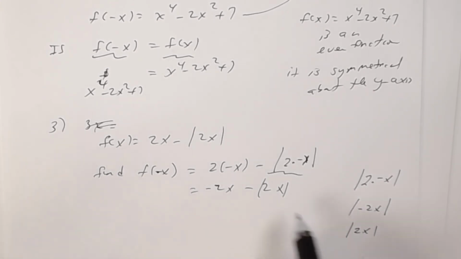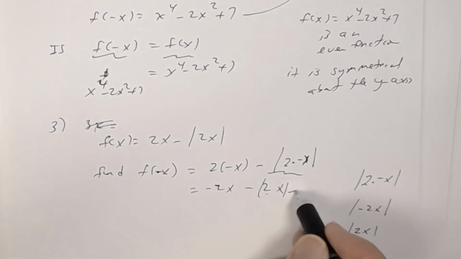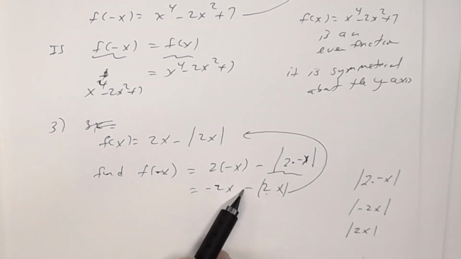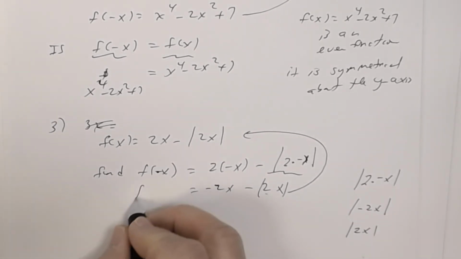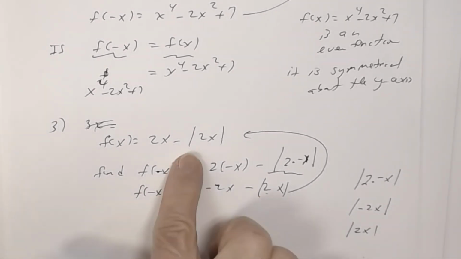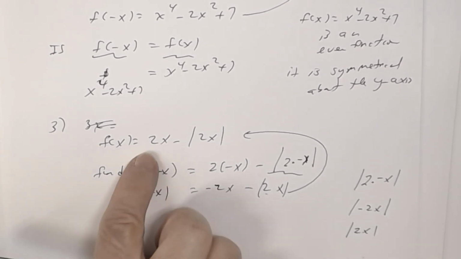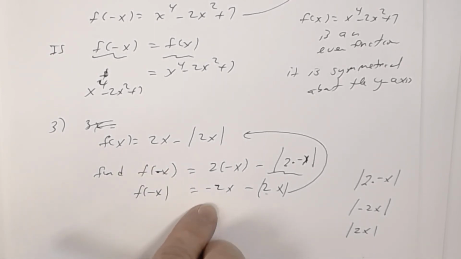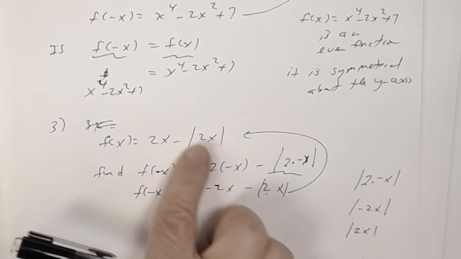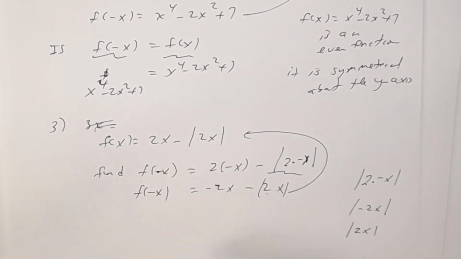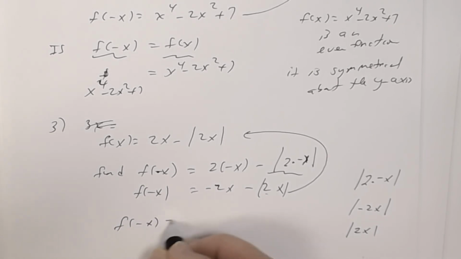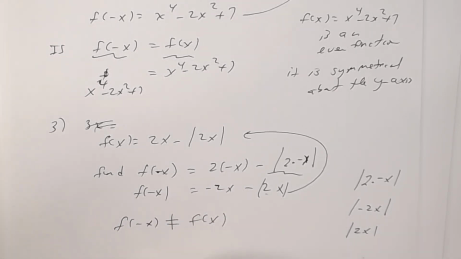Okay? Now compare this with this. Compare what you end up with. See, this is f of negative x. Is this the same as this? No. Because this is a 2x, this is negative 2x. Are they opposites? Is every term here the opposite of this? No. These are opposites, but are these opposites? No. So f of negative x does not equal f of x, right? Those two are not equal. F of negative x is not the opposite of f of x.